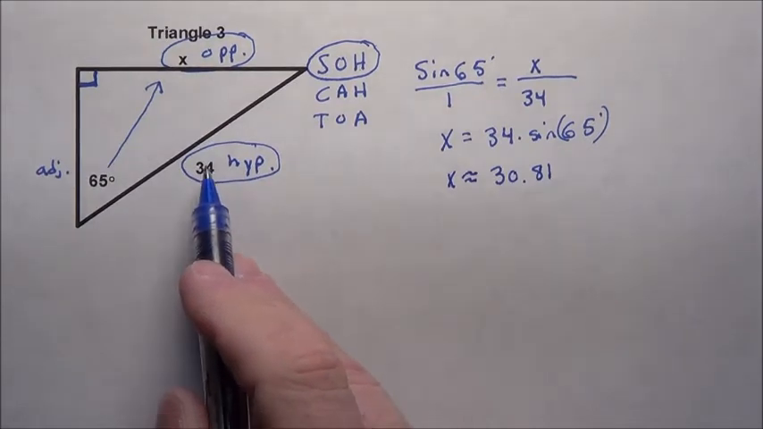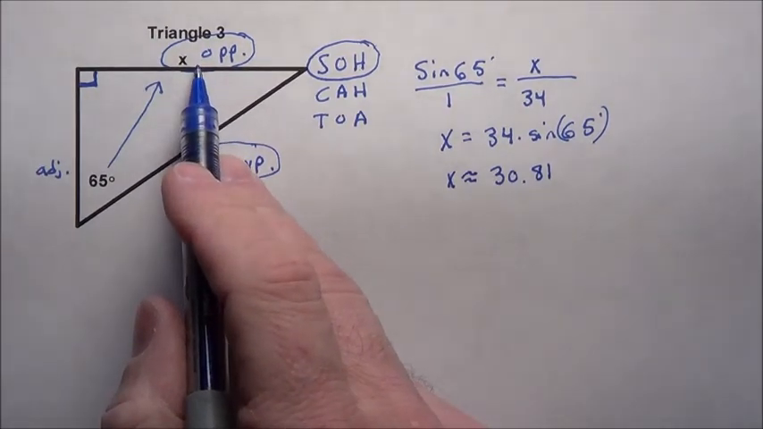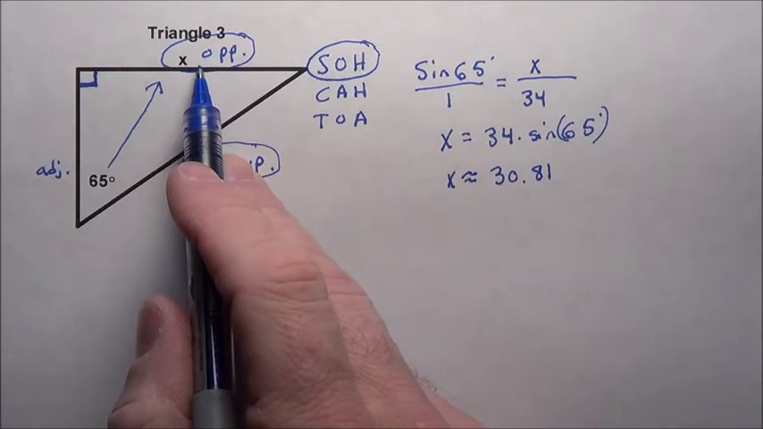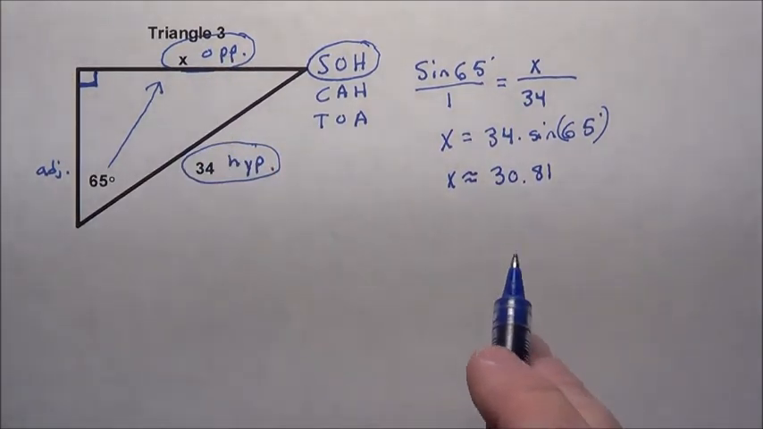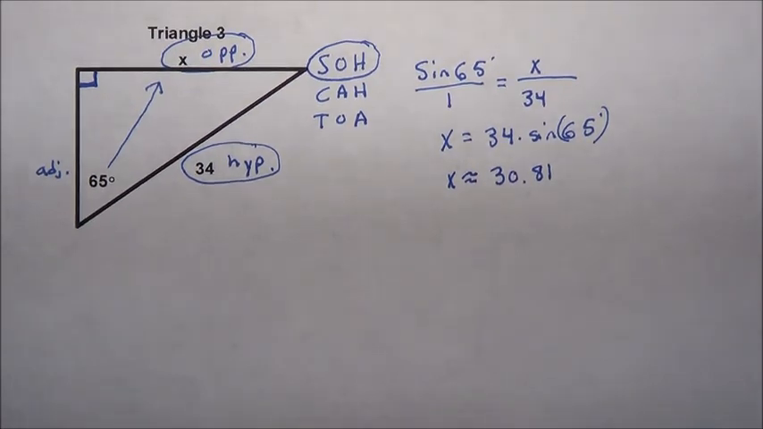The hypotenuse is larger at 34, so that makes sense, it's got to be smaller. So 30.81 seems reasonable. So problem number 3, triangle 3, x is approximately 30.81 units.